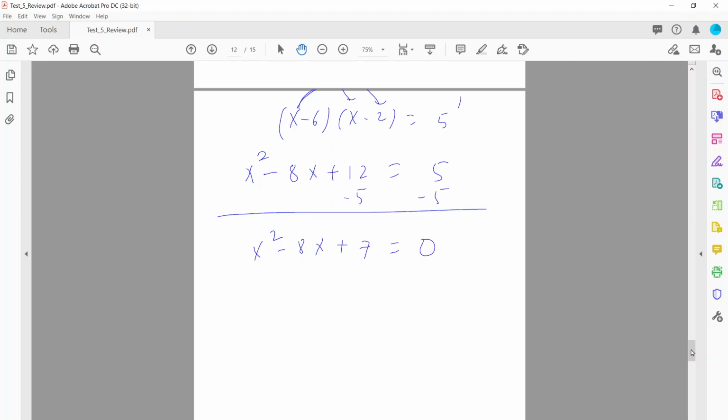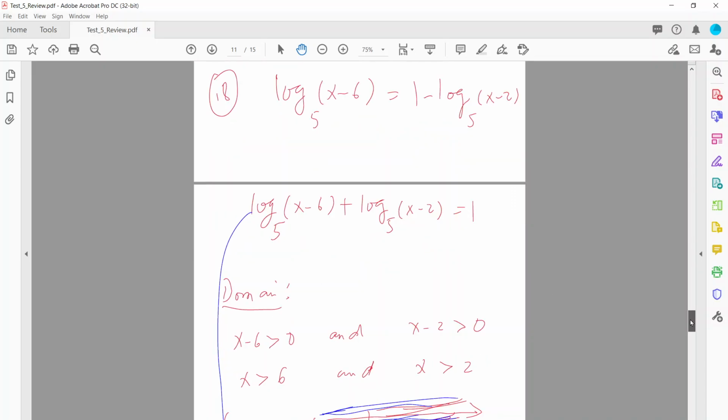You need to find the factors of 7 such that the product is positive 7 and the sum is negative 8. That is negative 7 times negative 1. So I can split this as 7x and 1x, and that is going to give me the factors of this, (x − 7)(x − 1). So x equals 7 and x equals 1 are two solutions for this equation.